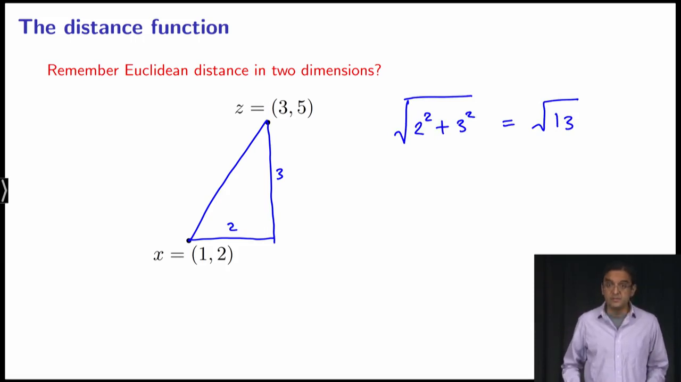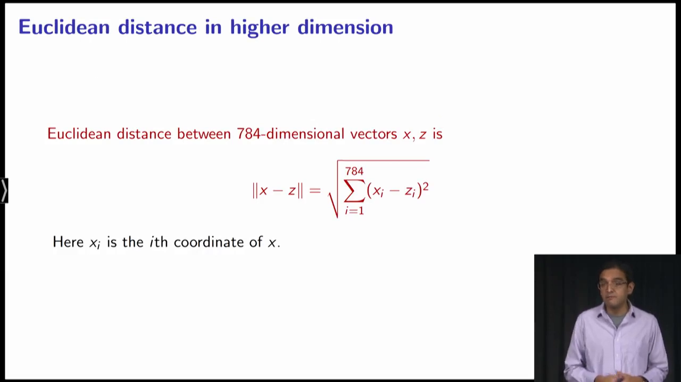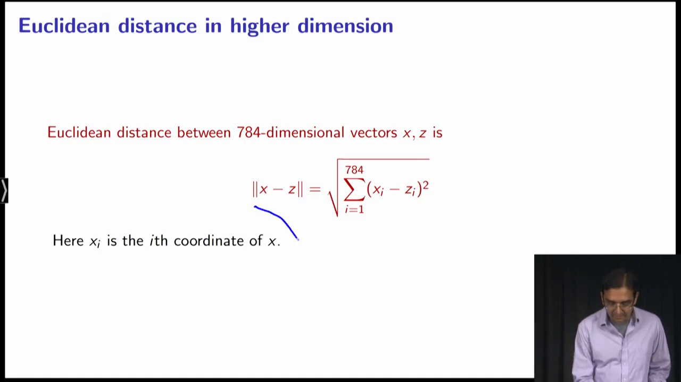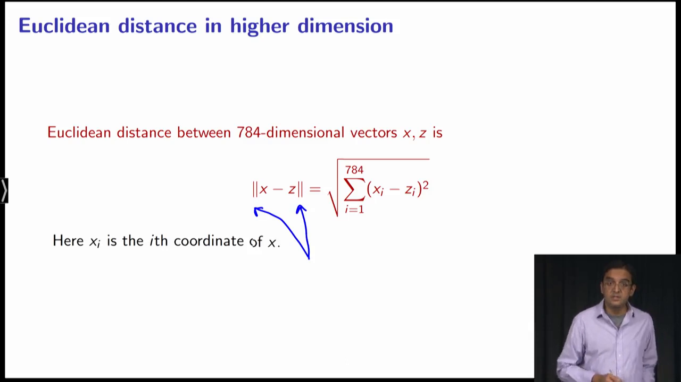Now that's in 2 dimensions, but in higher dimensions, the formula is pretty much the same thing. To figure out the distance between x and z, we simply look at how much x and z differ on each individual coordinate. We square these numbers, we add them up, and then we take the square root of the whole thing. That's Euclidean distance. Now we will write it using these double bars. So this notation will always denote Euclidean distance unless we specifically say something different.